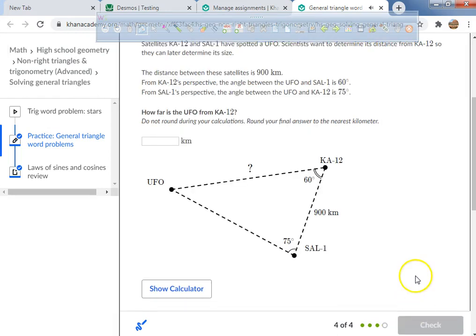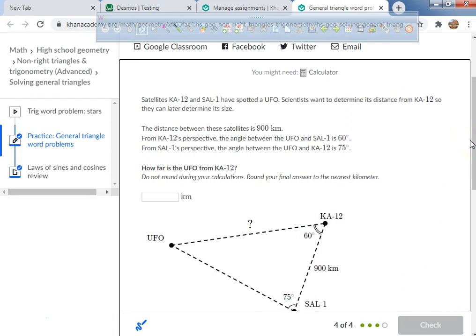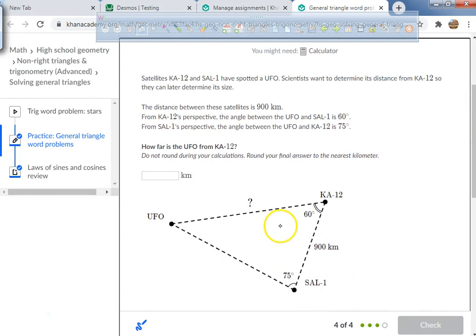Okay? That's probably the hardest one that you're going to have to get. So we're going to do one more right here. One more. So if you would please, in your journal, just draw this triangle. All right? So as I'm reading it, you can be drawing the triangle. Satellites KA-12 and SAL-1 have spotted a UFO. Scientists want to determine the distance from K-12 to, all right, distances.